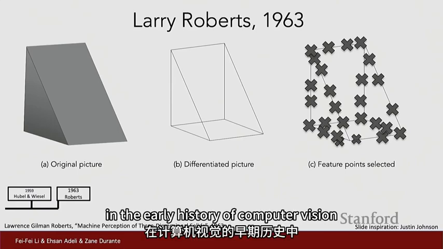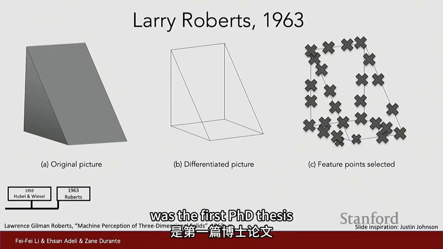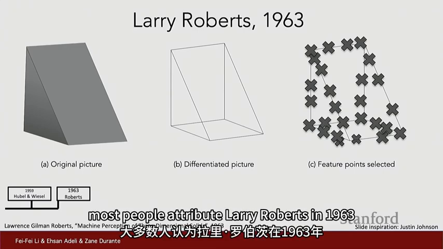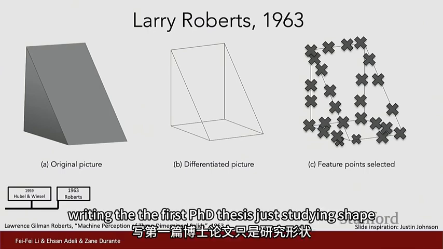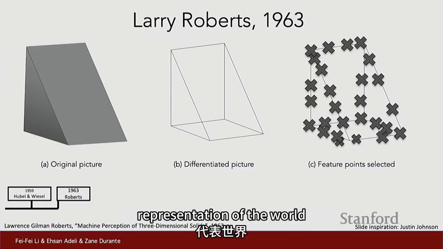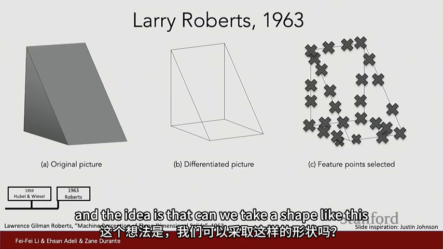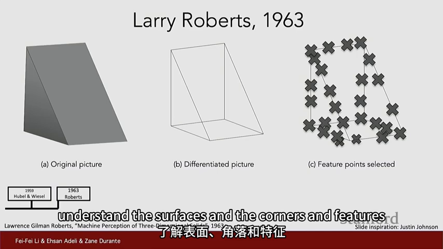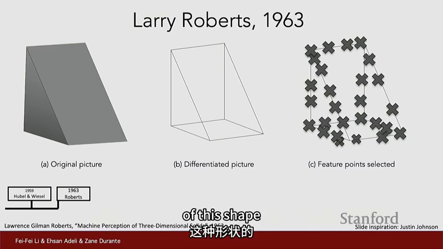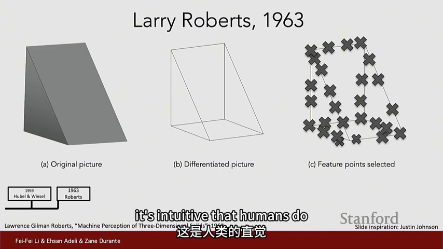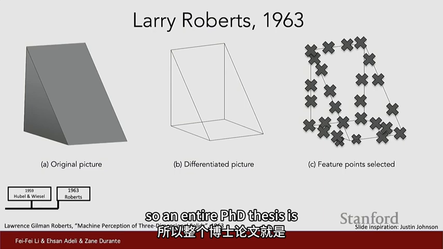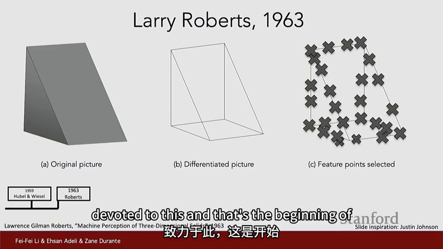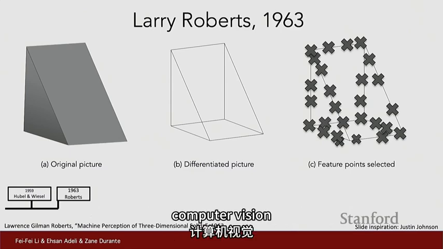Another milestone in the early history of computer vision was the first PhD thesis of computer vision. Most people attribute it to Larry Roberts in 1963, writing a thesis just studying shape. This is a very simplified representation of the world. The idea is, can we take a shape like this and understand the surfaces, corners, and features of this shape? It's intuitive that humans do. So an entire PhD thesis is devoted to this, and that's the beginning of computer vision.